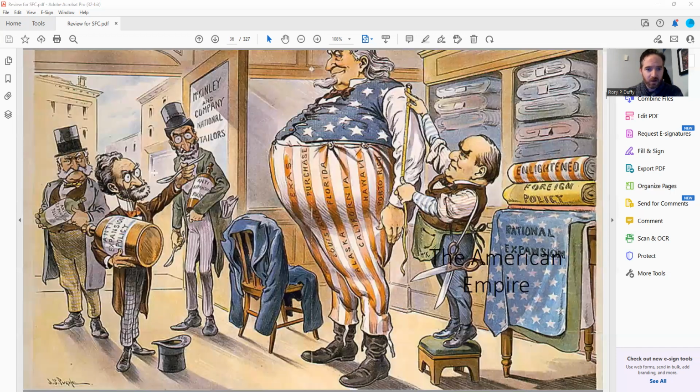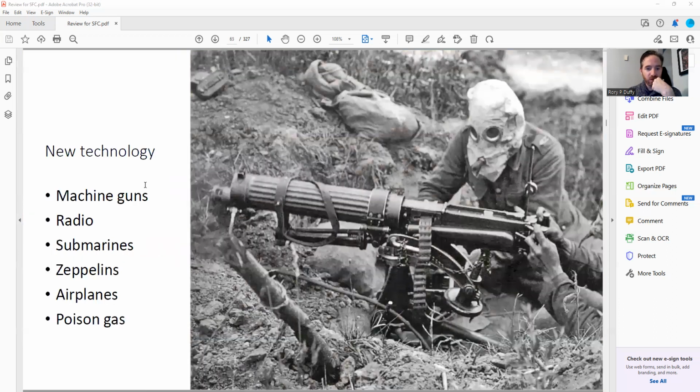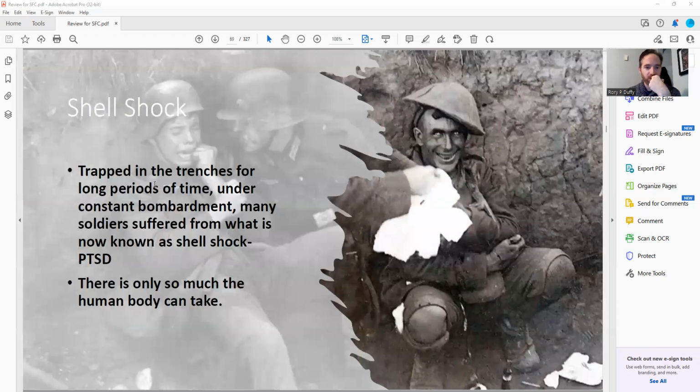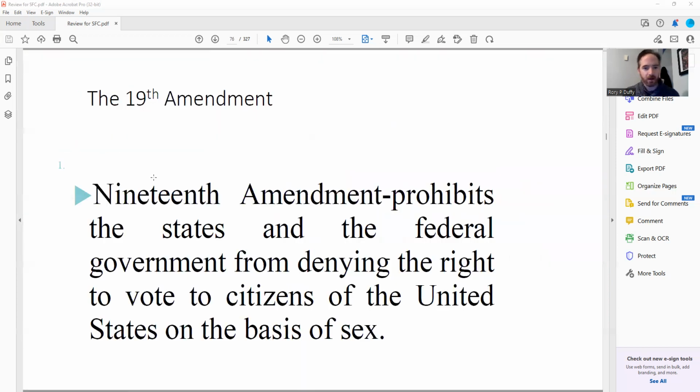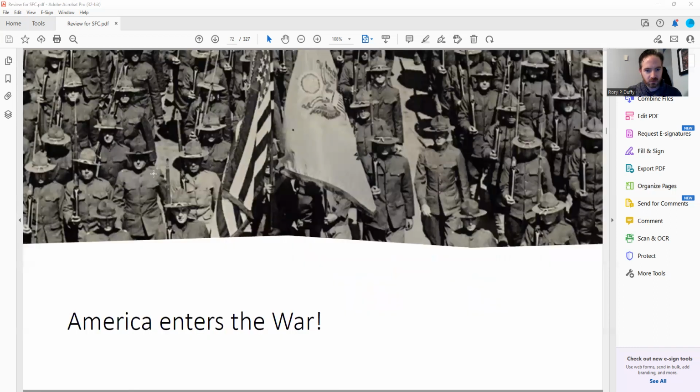The Zimmermann Telegram is the telegram that the British intercept from Germany going to Mexico, telling the Mexican government that if you invade the United States, we, the Germans, will support you in getting back Texas, California, Arizona, and New Mexico territories they lost to the United States.